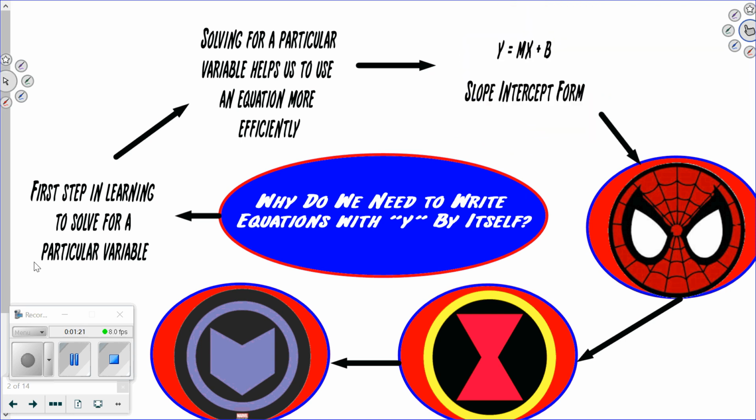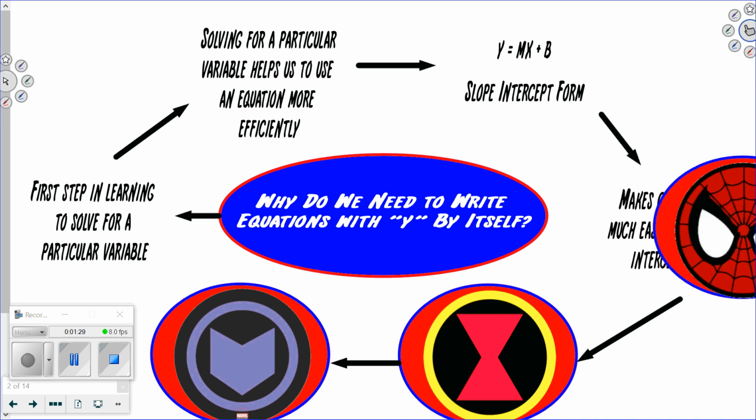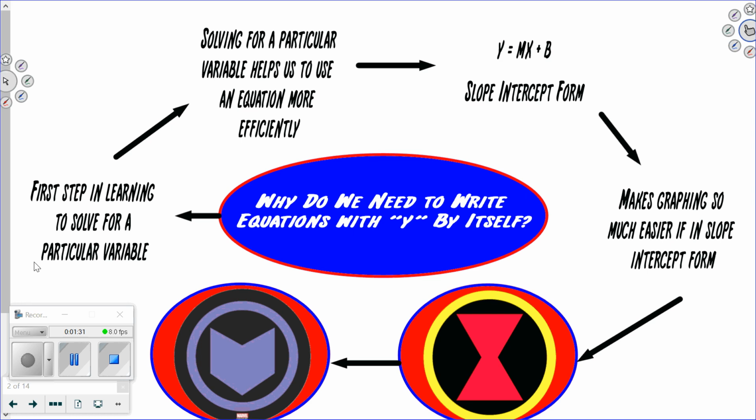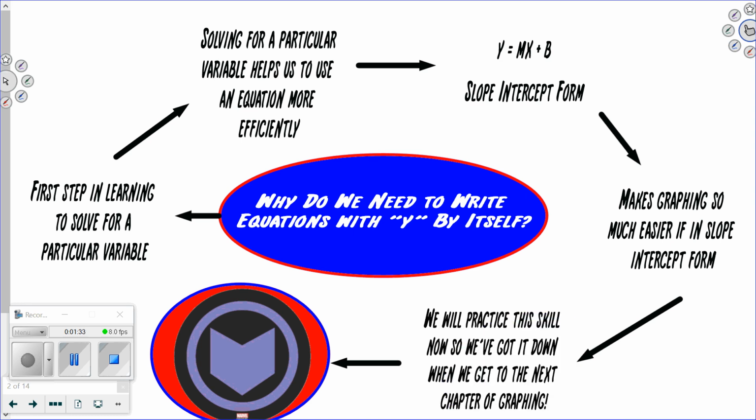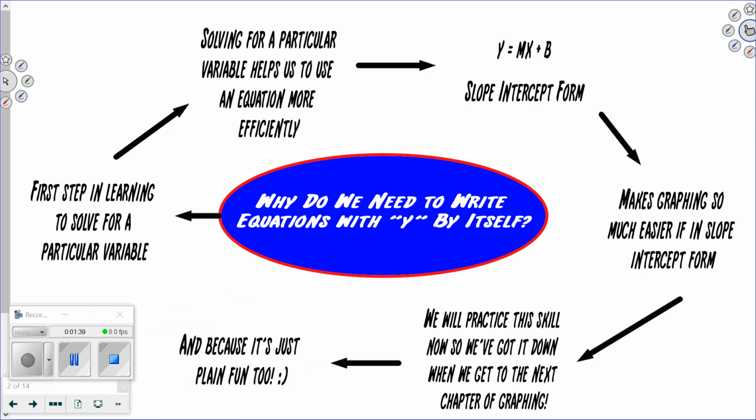y equals mx plus b. That is your slope-intercept form. We will get into that next chapter. We do a lot of graphing in that one. If it's in this form, it's really easy to graph. It makes graphing much easier. We will practice this skill now, so we've got it down when we get to graphing in the next chapter, and because it's just plain fun too.